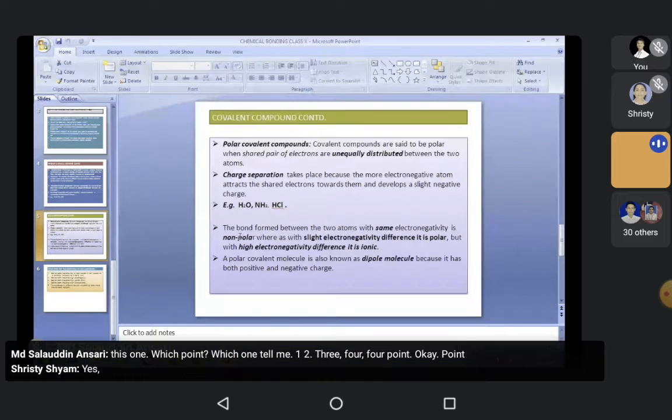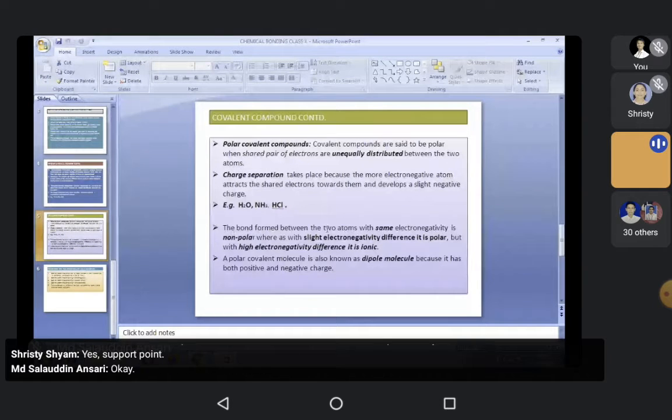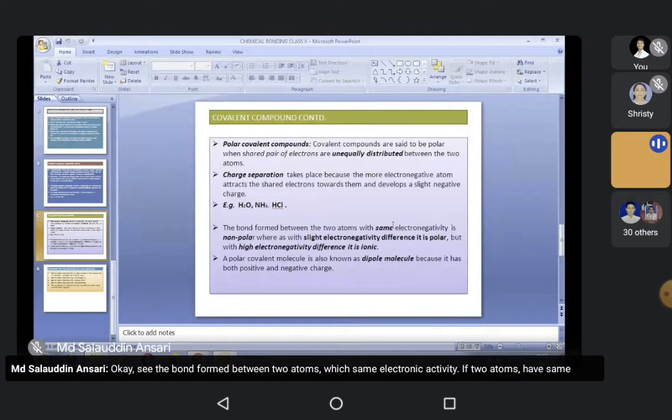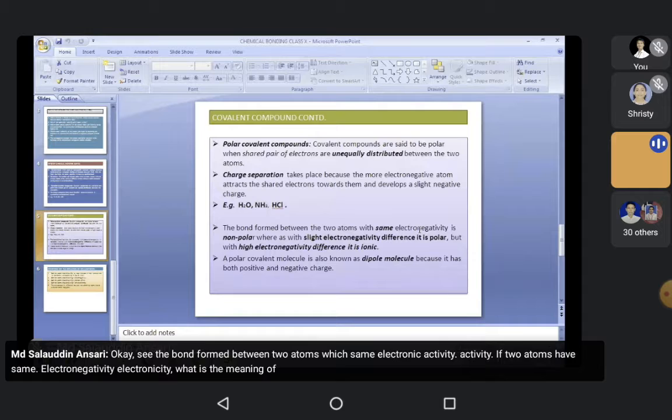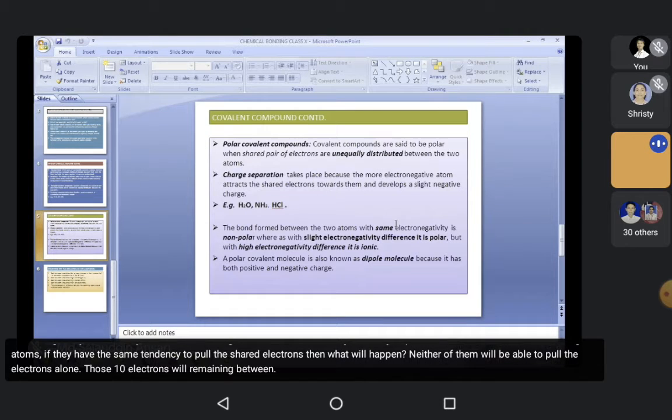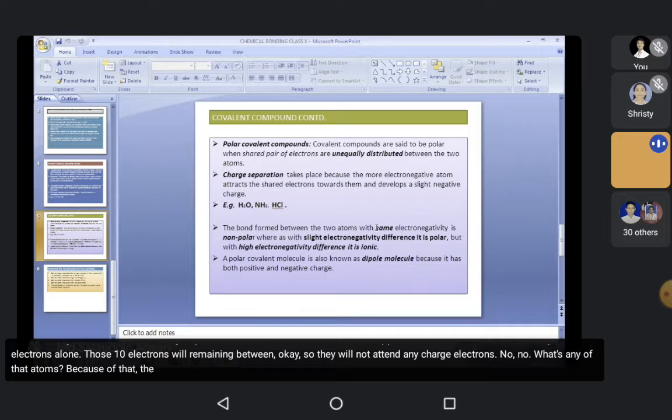Okay, see, the bond formed between two atoms of the same electronegativity. What is the meaning of the word electronegativity? Tendency to pull the shared electron. So if two atoms have the same tendency to pull the shared electrons, then what will happen? Neither of them will be able to pull the electrons. Those shared electrons will remain in between, so they will not attain any charge. Electrons will not go towards either of them. Because of that, the bond will remain non-polar. Clear?